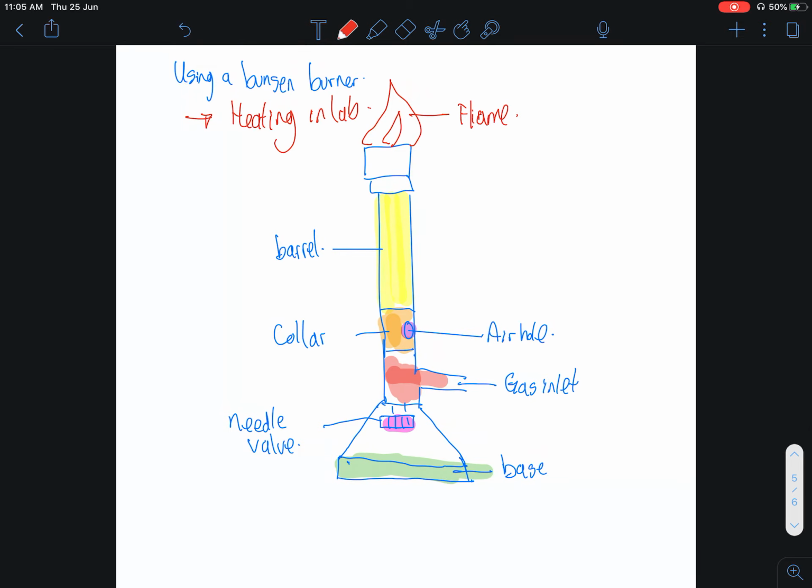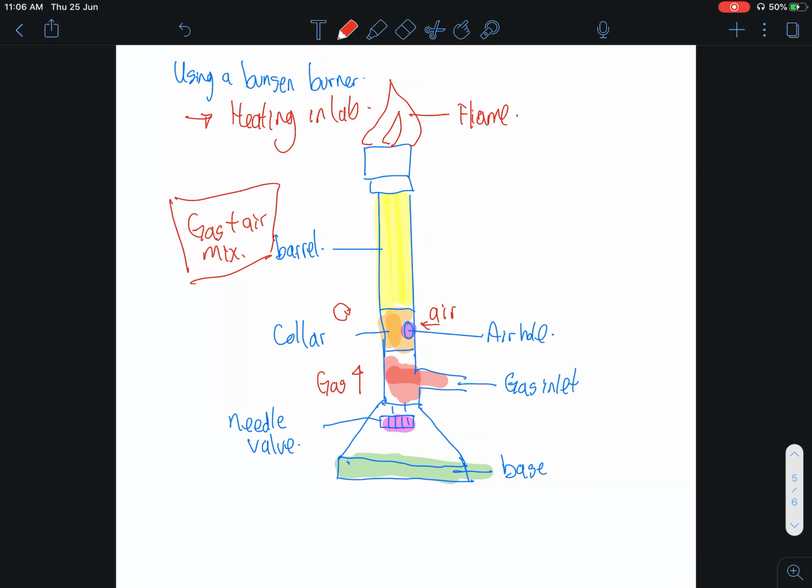For this barrel, the barrel is where the gas and the air are able to mix. Why? Because the gas comes from the gas inlet. This is where the gas is, and over here, air enters. So you can see that inside this barrel, it has a mixture of gas and air. By adjusting the collar, you are able to control the opening of the air hole. With more air rushing into the air hole, the flame is able to burn better and therefore it will be hotter.